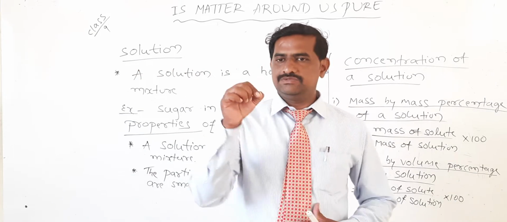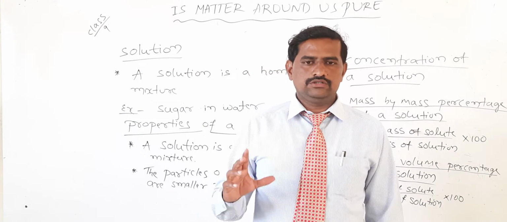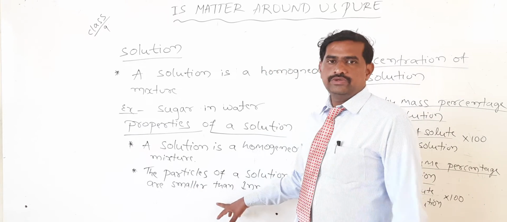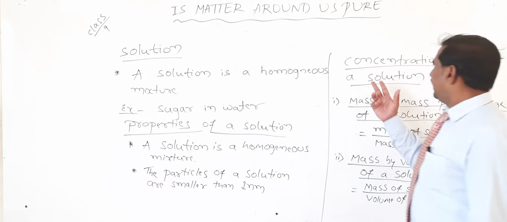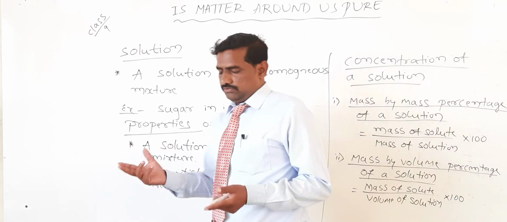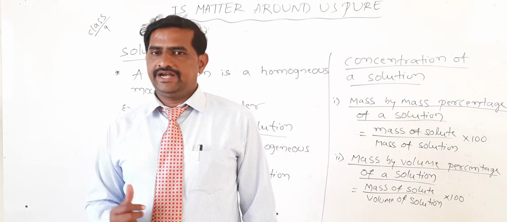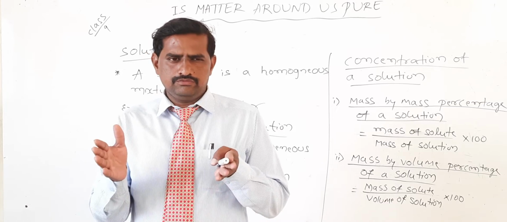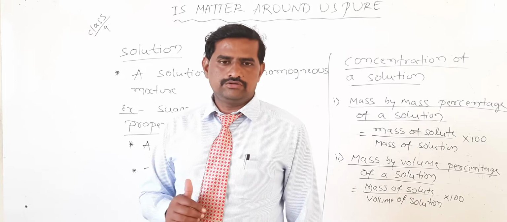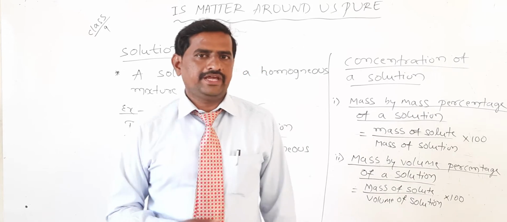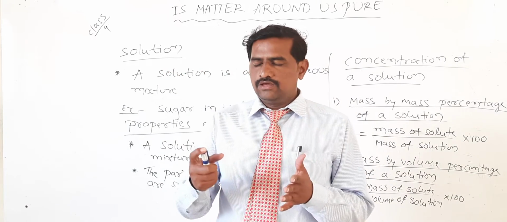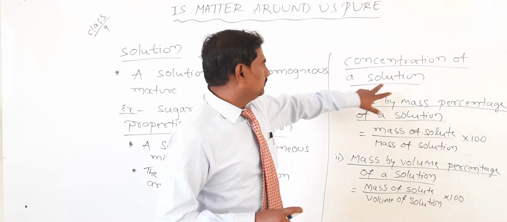The particles which are present in the solution are smaller than 1 nanometer. They are very small. We can't see them with our naked eyes. The particles in the solution we can't see with our naked eyes, that means they are mixed that much, the solute and solvent. Okay, then next, the concentration of the solution. We have to study now how much concentration there is in a solution.